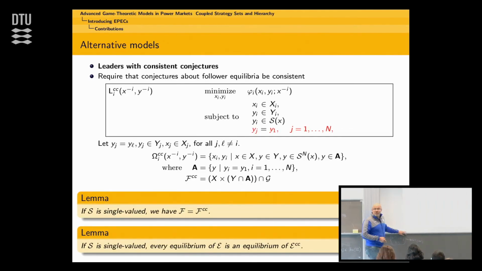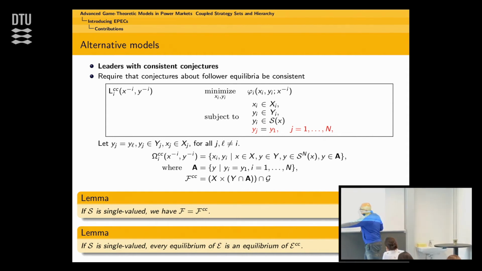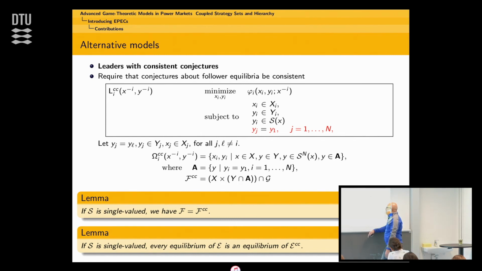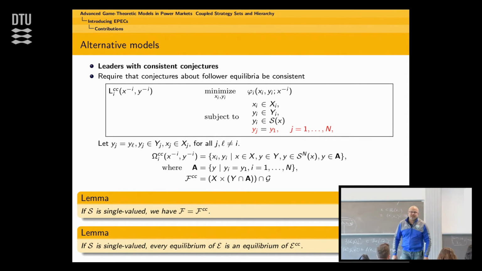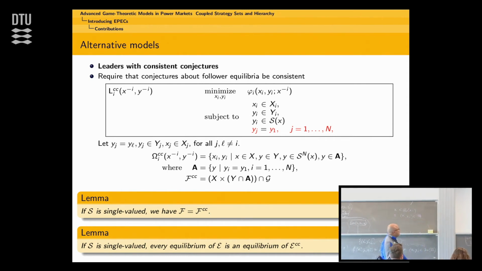Okay, there's another way to do this, using what are called consistent conjectures. I just require that all of the yj's are equal to one of them. Everybody puts the same constraint. Once I do that, again I get a shared constraint. So if S is single valued, then every equilibrium here needs an extra requirement of being an equilibrium of E_CC. Does everybody understand what we've done? We've been able to show a relationship. Now you might say, okay, you've got this with a shared constraint. How does this help us?